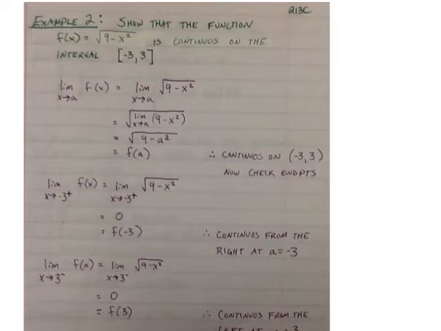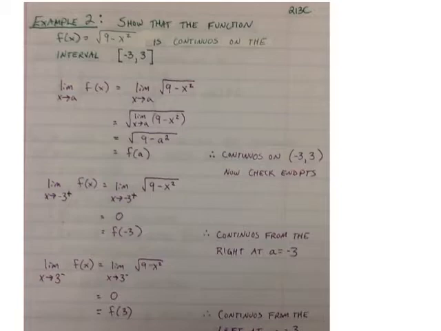We use our limit laws to say that we can put the limit inside the radicand and take the limit of 9 minus x squared, and we find that to be 9 minus a squared, which happens to be the same thing as f of a. So we have proved that at the very least it's continuous from -3 to 3 exclusive. Now we should check the endpoints.